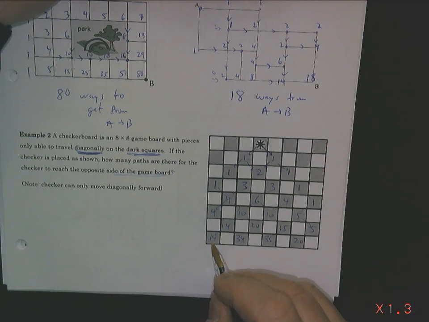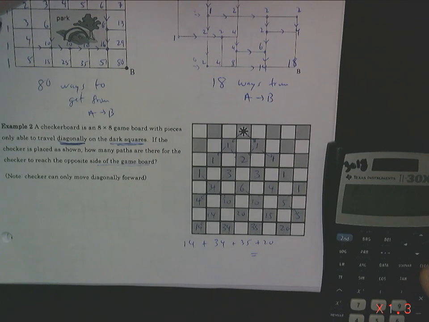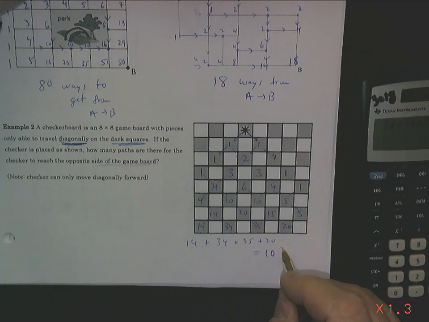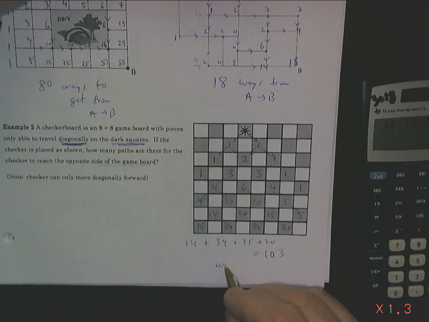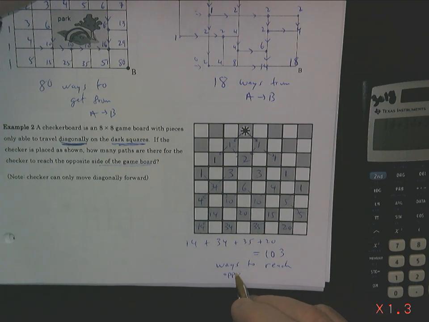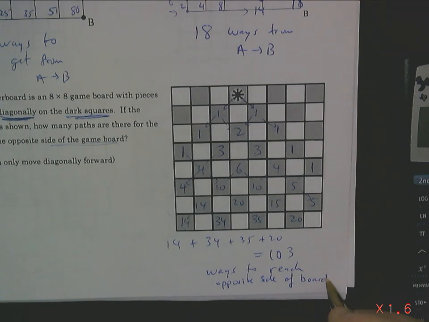So there's 14 ways to get there, plus 34 ways to get there, plus 35 ways to get there, plus 20 ways to get there. Add that all up, which I should be able to do mentally, but it's been a long day. And there's 103 ways to reach the opposite side of the board.